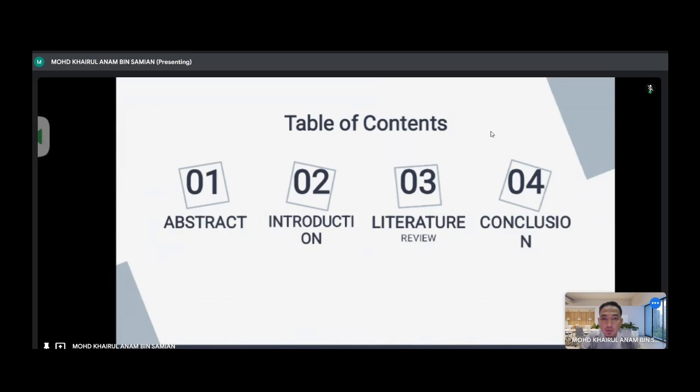So, there is a summary of what I will be talking about today. Number 1, abstract, introduction, literature review and conclusion.